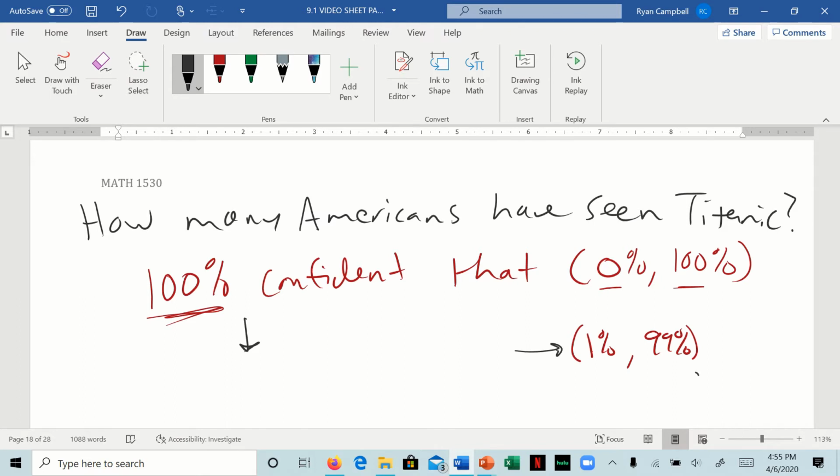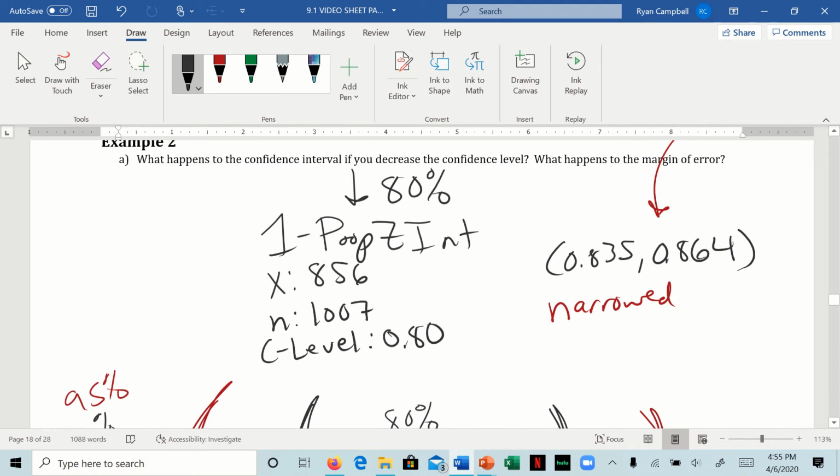It's possible that 99.7% of people have seen Titanic, or that 0.05% of people have seen Titanic. I don't know. Probably not. But I can't say for absolute certainty anymore. So when you narrow your confidence interval, you're going to be less sure that your actual probability is between those two values. All right, hopefully that made sense. So the confidence interval narrows when you decrease your confidence level.